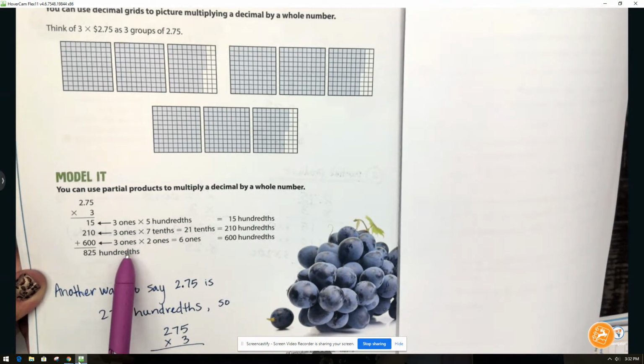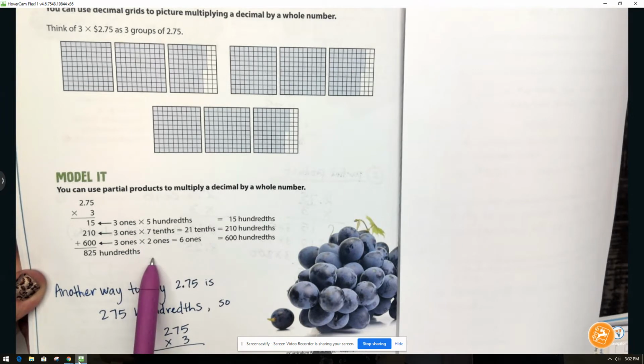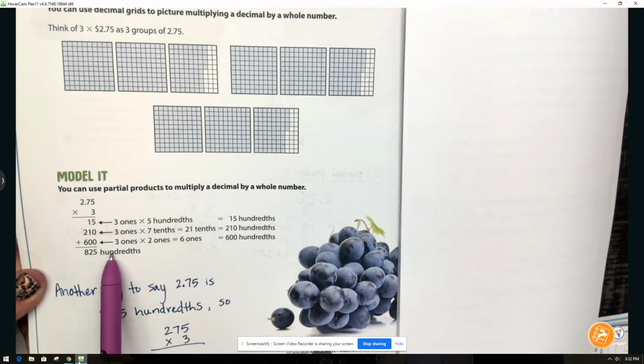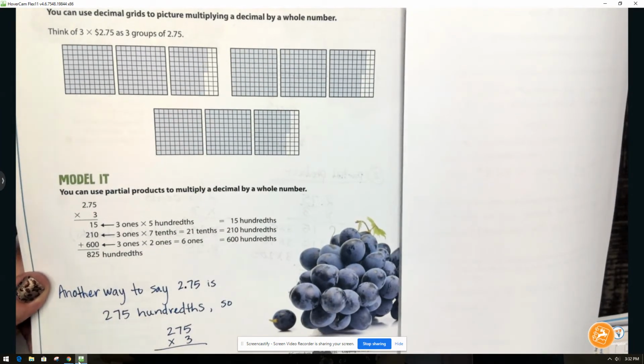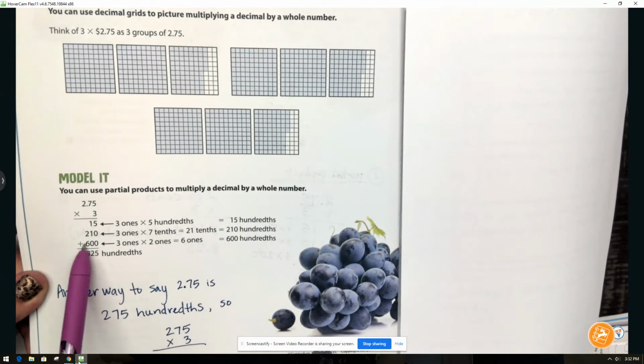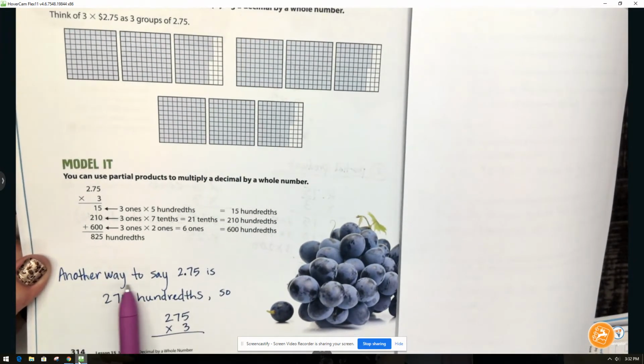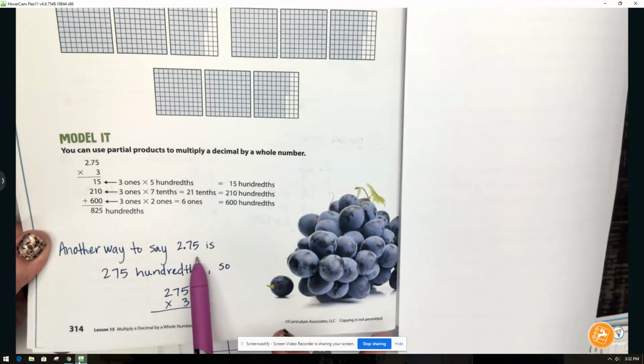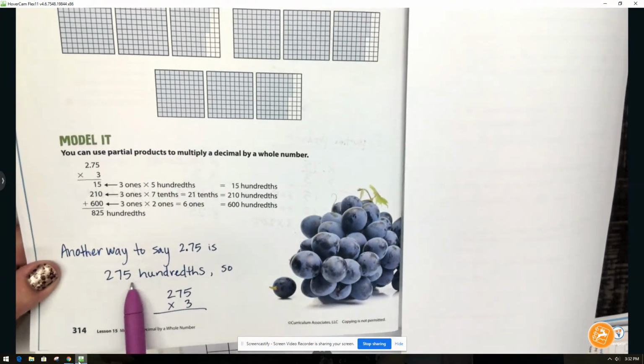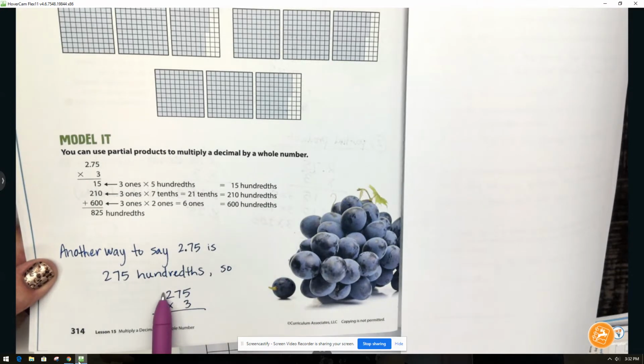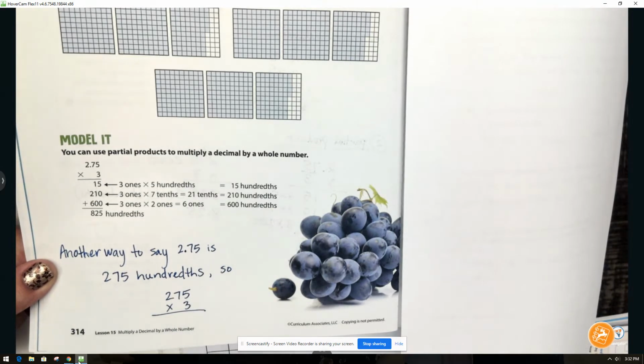So this is just another way to think about it, but I think that if you guys don't think too hard, you'll just do it naturally. So we got to our answer of 825 hundredths. So remember, another way to say $2.75 is 275 hundredths. So if we multiply that 275 times 3, we're going to get that many hundredths. And then we just need to place our decimal.